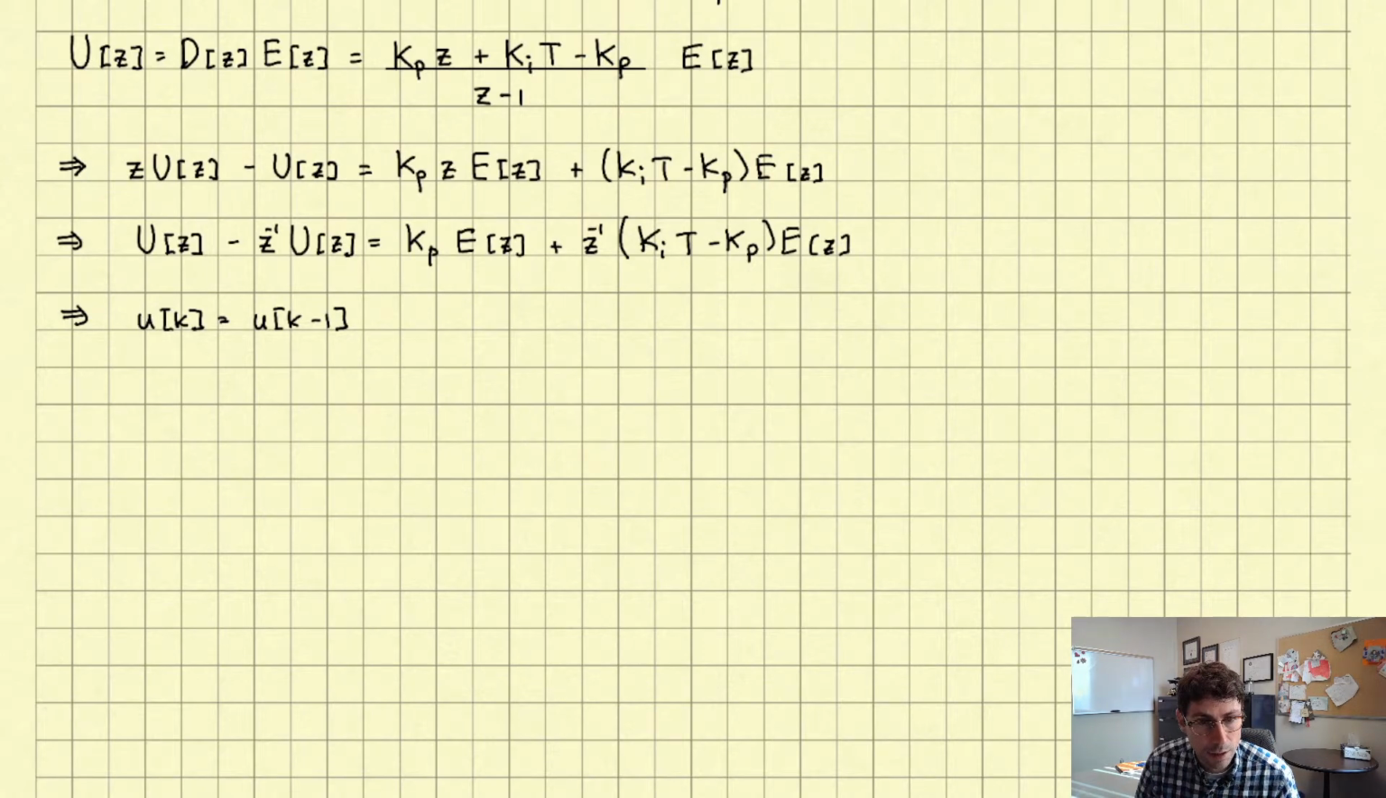That the control at time k is equal to the previous control plus Kp times the current value of the tracking error plus (KI T minus Kp) times the previous tracking error. Okay? And so this is a PI controller, which we've discretized using the left side rule.